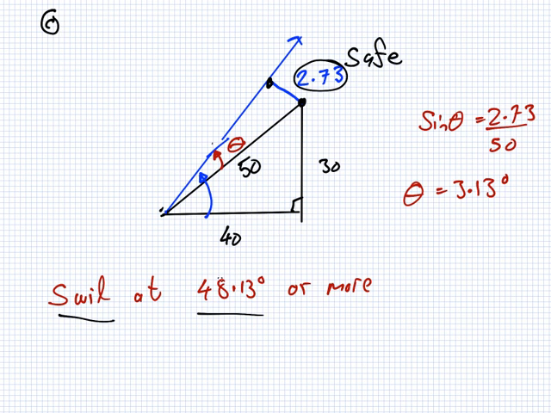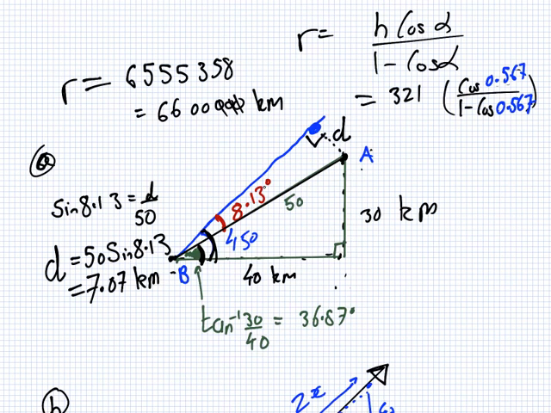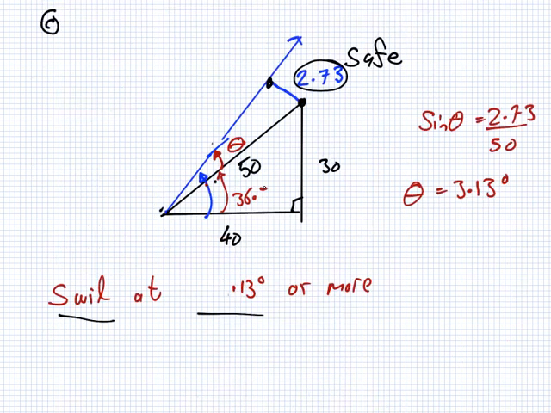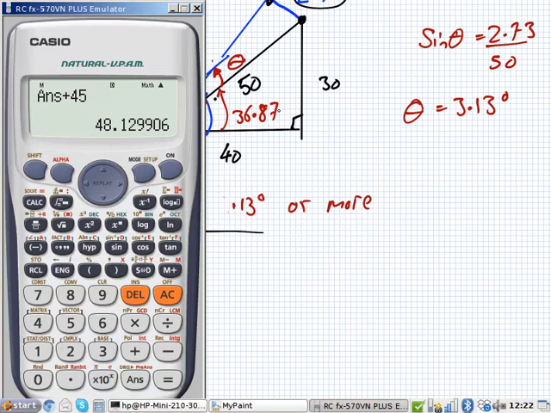Oh, sorry, no. You spotted my mistake. Not 48, because this is not 45. Yeah, thank you. What is it? 36.7. Was it? About 36.87. Okay, let's recalculate this. Sorry. 36.87. 40.